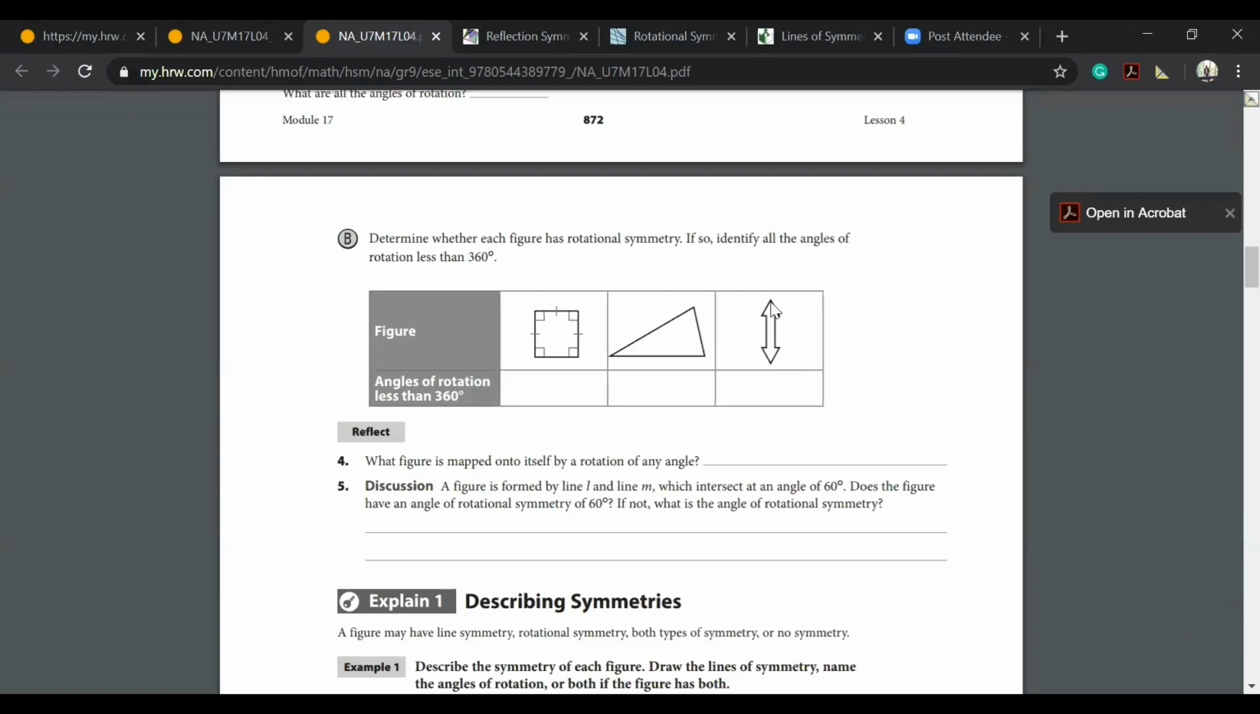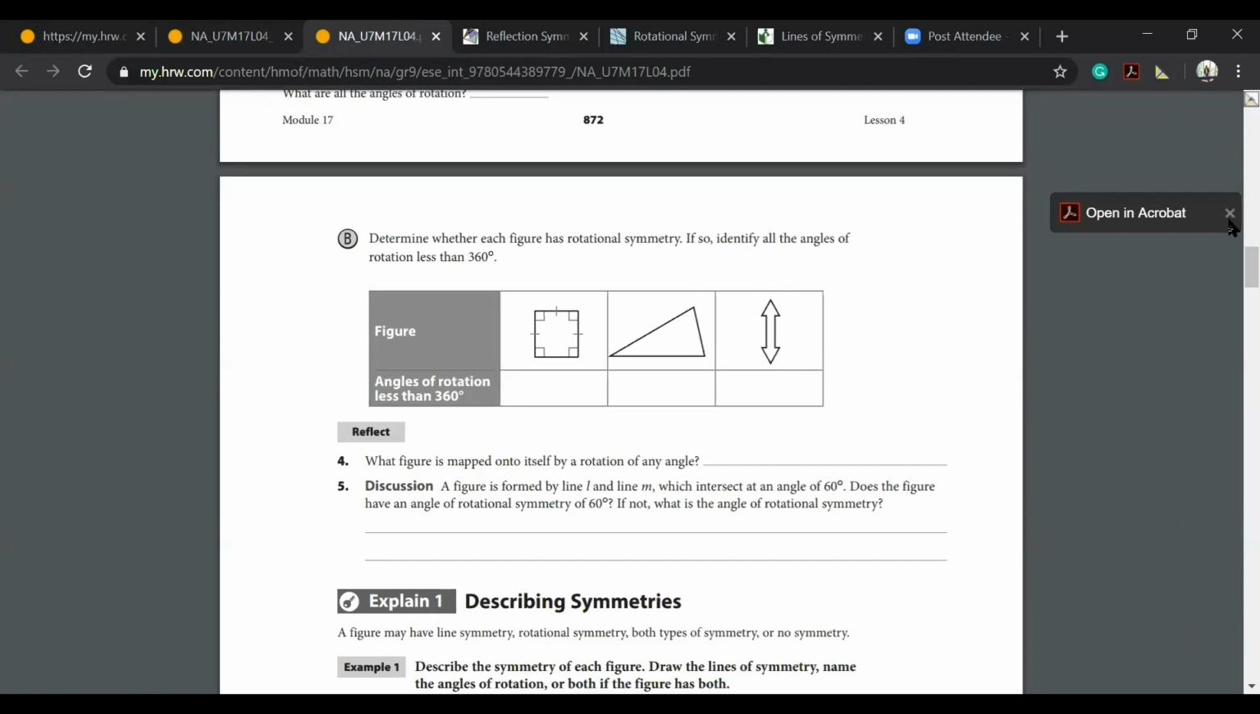If I did a rotation of 180, what will happen is that it will be just upside down, and this will come here and this will be there. But will the figure be the same or not? It will be the same. So actually, yes, this has a rotational symmetry and the angle is 180 degrees. Do we have any other angle? No.